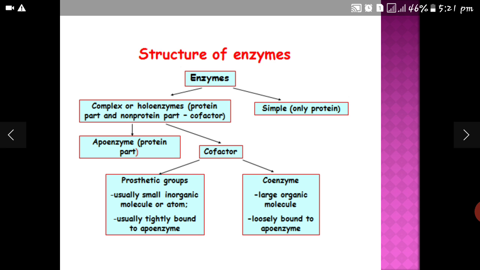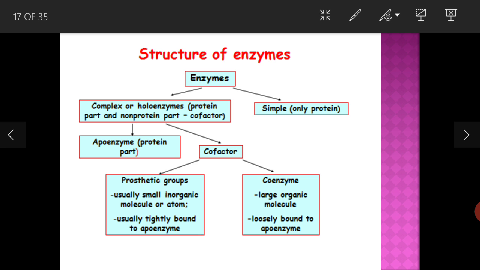Hello students and dear viewers, welcome back to the second session of your enzymes topic. As I mentioned in the last session, today we'll be learning about the classification of enzymes. Before going to this classification, we'll see some other terms which are used in this topic. I would like to show some of the components of the structure of enzymes.